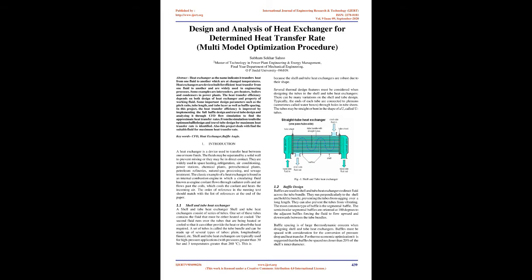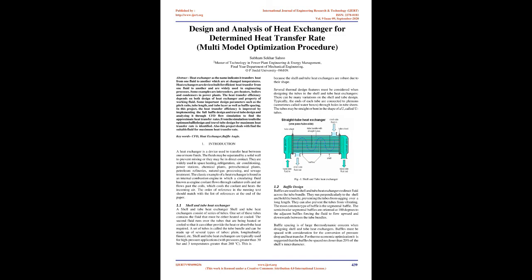A heat exchanger, as the name indicates, transfers heat from one fluid to another which are at different temperatures. Heat exchangers are devices built for efficient heat transfer from one fluid to another and are widely used in engineering processes. Some examples are intercoolers, preheaters, boilers, and condensers in power plants. The heat transfer efficiency depends on both the design of the heat exchanger and the property of the working fluid.